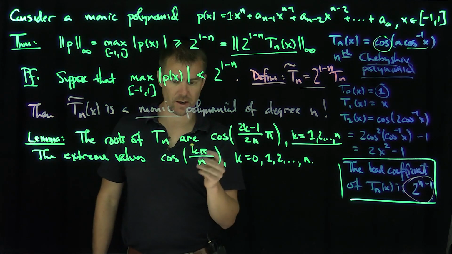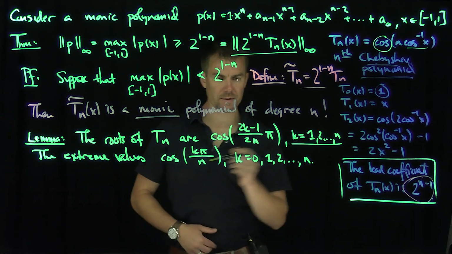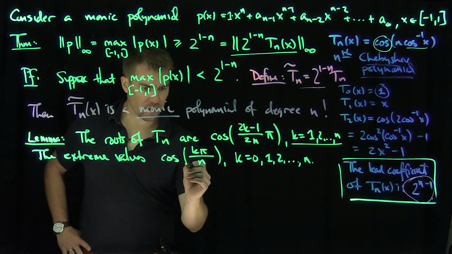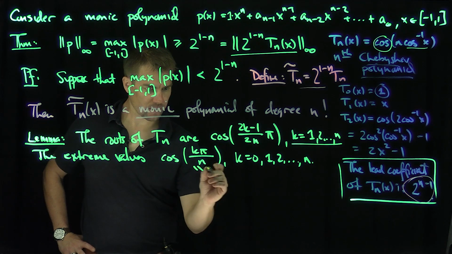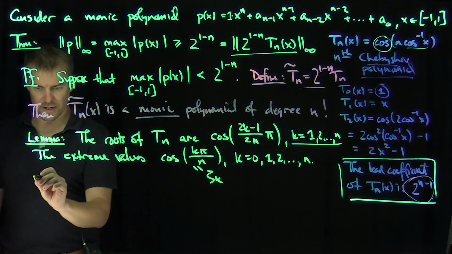So let's call these points my cosine points, and these are the values over here. Let's call those zeta k, okay? So what is Tn of zeta k?